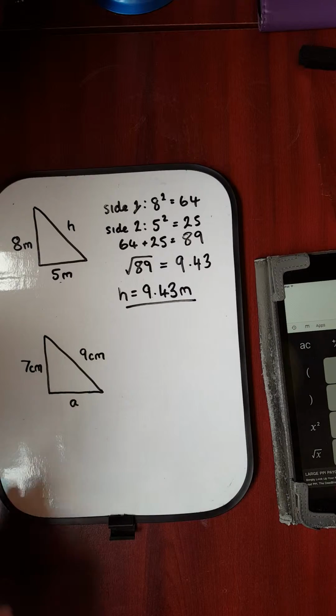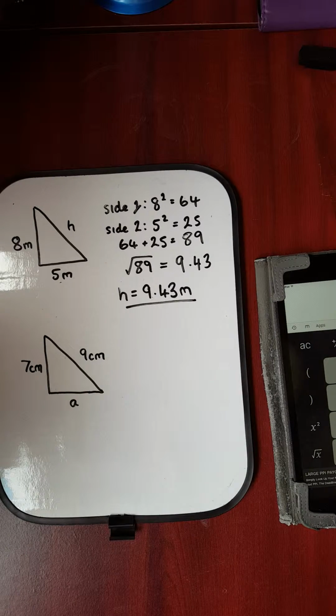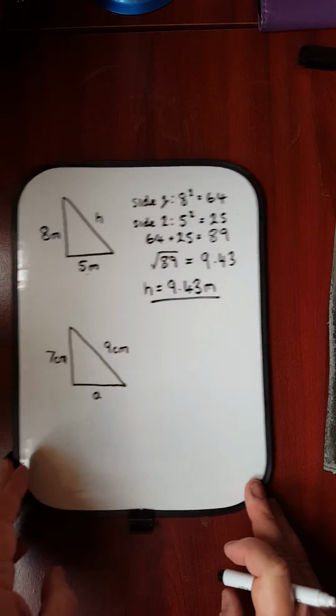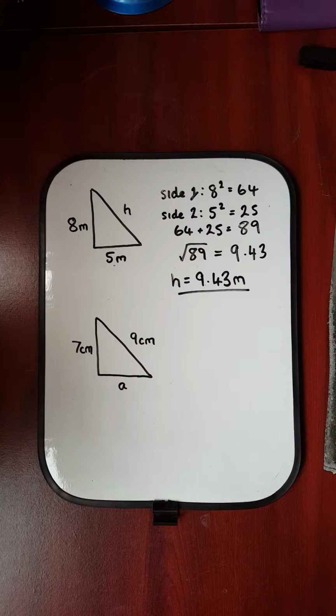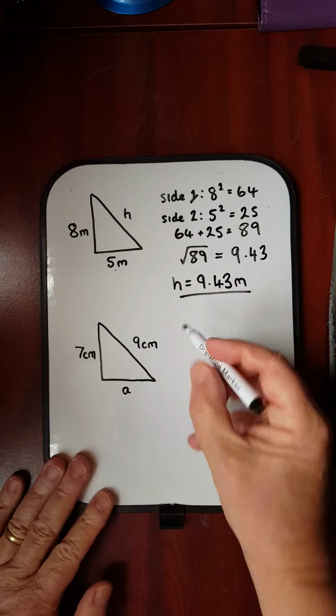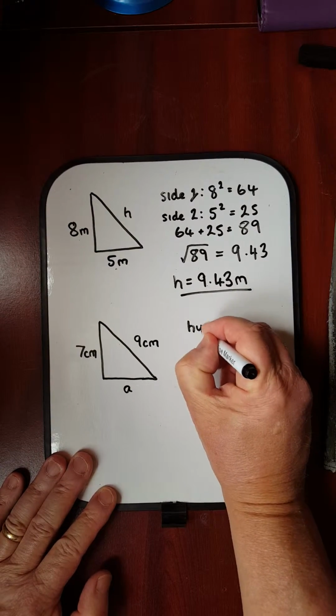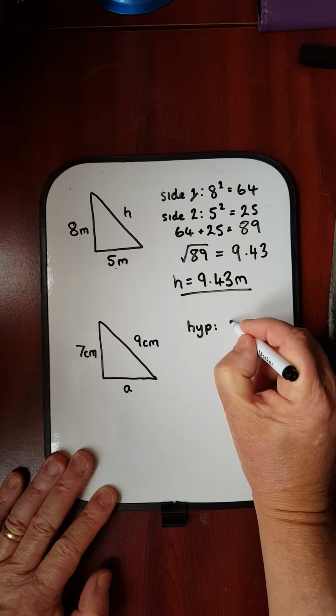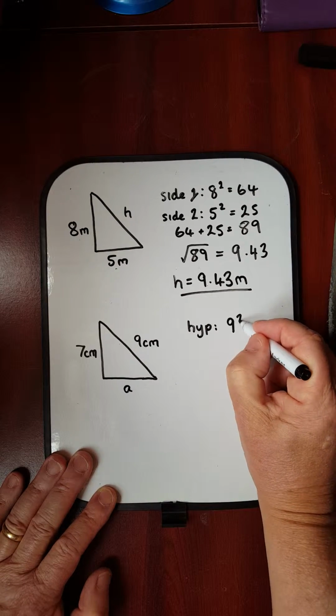Alright, now look at this next question then, because I think you've hopefully got the idea of what we're doing. Now the next question, we're not being asked to find the hypotenuse. On this question here, we are being asked to find one of the shorter sides. We know the size of the hypotenuse. We know the size of one of the shorter sides, and now we've got to find the size of the remaining side. So, on this one, the hypotenuse is 9 centimetres, so it's exactly the same so far.